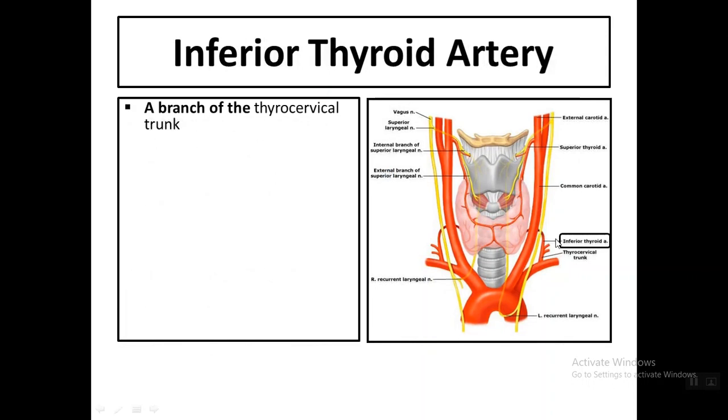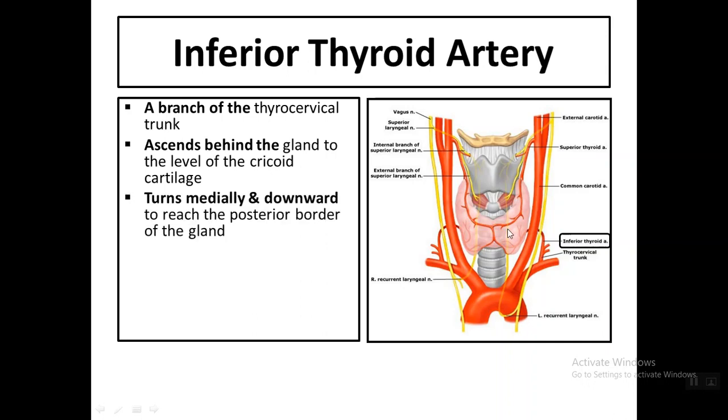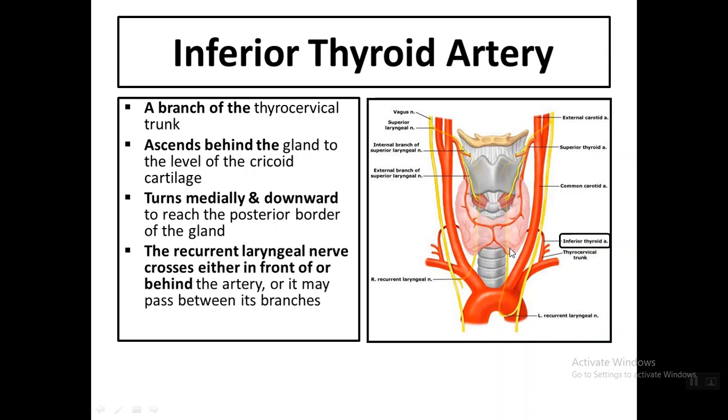The inferior thyroid artery is a branch of the thyrocervical trunk. It ascends behind the gland to the level of the cricoid cartilage, and then turns medially and downward to reach the posterior border of the gland.